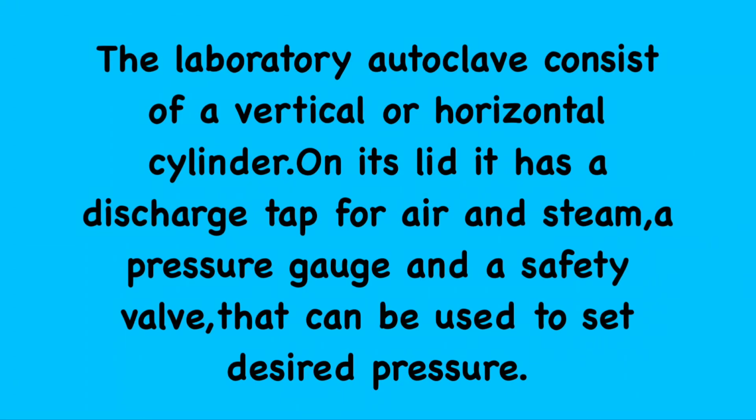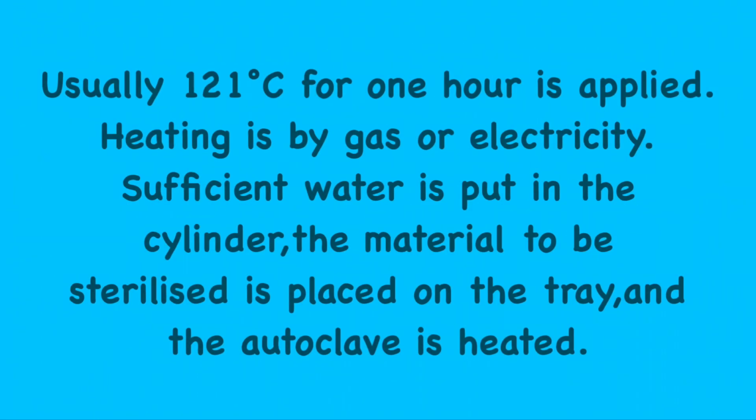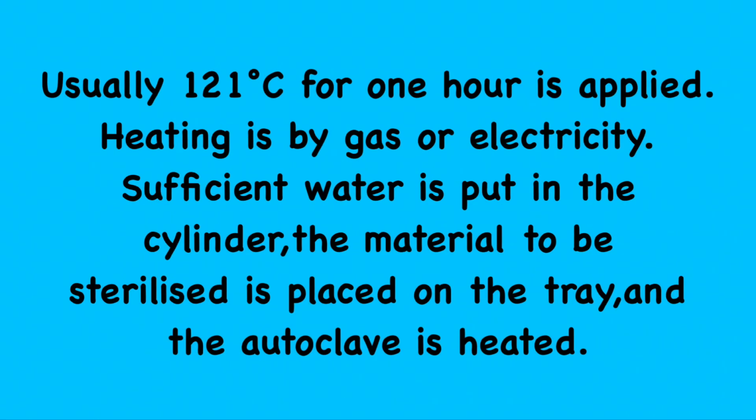Laboratory autoclave consists of a vertical or horizontal cylinder. On its lid, it has a discharge tap for air and steam, a pressure gauge, and a safety valve that can be used to set desired pressure. Usually 121 degrees Celsius for 1 hour is applied. Heating is by gas or electricity. Sufficient water is put in the cylinder. The material to be sterilized is placed on the tray and the autoclave is heated.